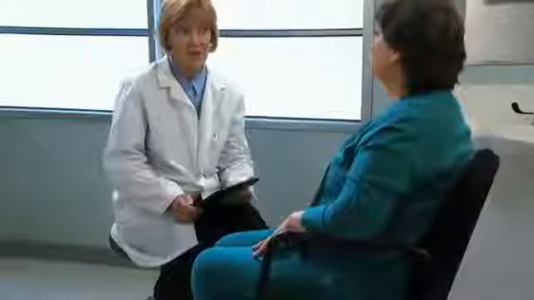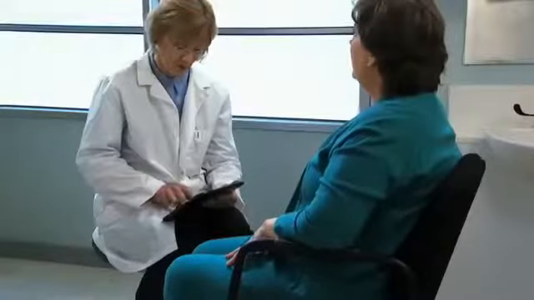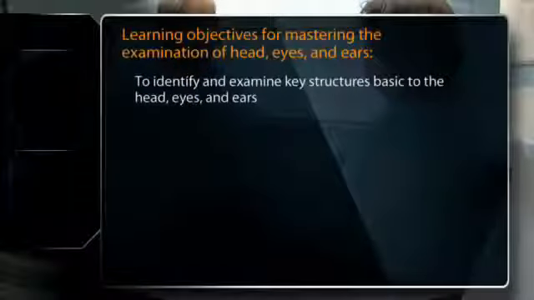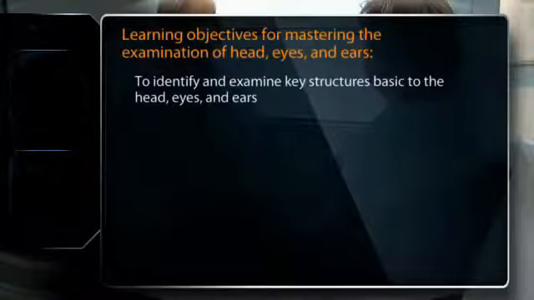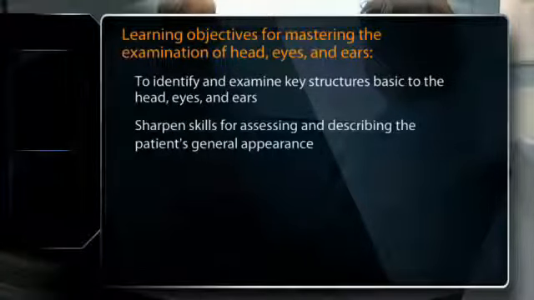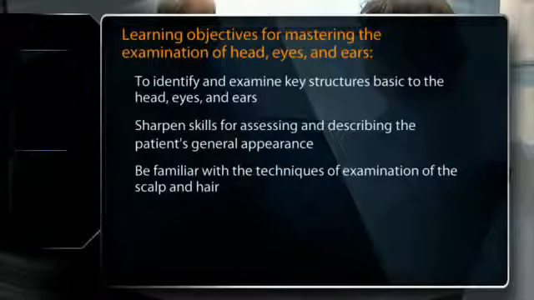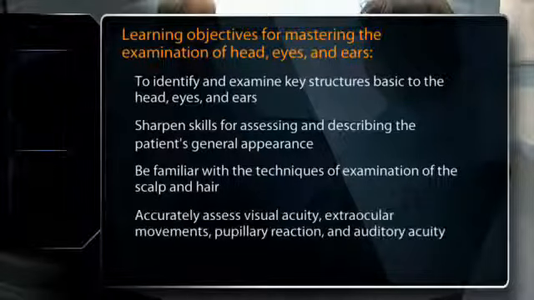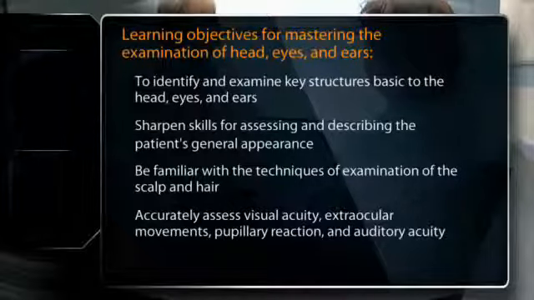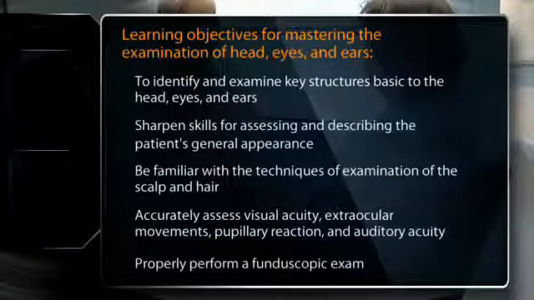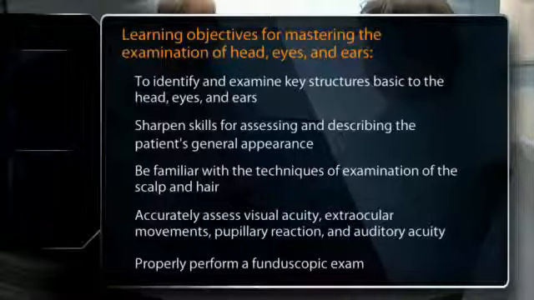Learning objectives for mastering the examination of the head, eyes, and ears are to identify and examine key structures basic to the head, eyes, and ears, to sharpen skills for assessing and describing the patient's general appearance, including facial expression, contours, and asymmetry, to be familiar with the techniques of examination of the scalp and hair, including abnormalities, to accurately assess visual acuity, extraocular movements, pupillary reaction, auditory acuity, and to properly perform a fundoscopic exam.